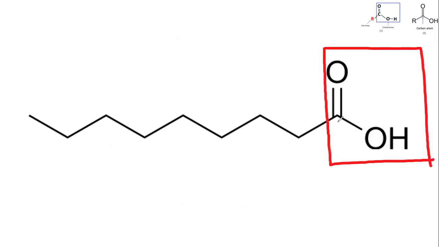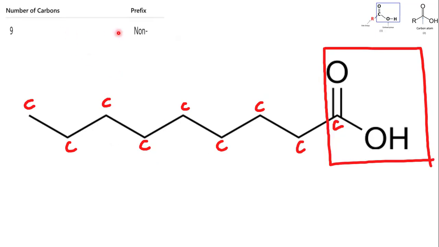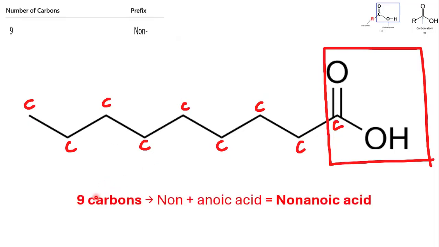So we start with 1 carbon. We start with the carbon that is attached to the carboxyl group. So it's 1, 2, 3, 4, 5, 6, 7, 8, and 9. And so we're dealing with 9 carbons, which means it's going to be non. Non because it's 9 carbons, and anoic acid because it's a carboxylic acid. So it's nonanoic acid. And the common name for this one is pelargonic acid.